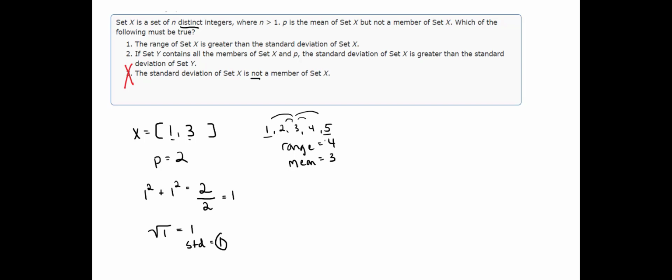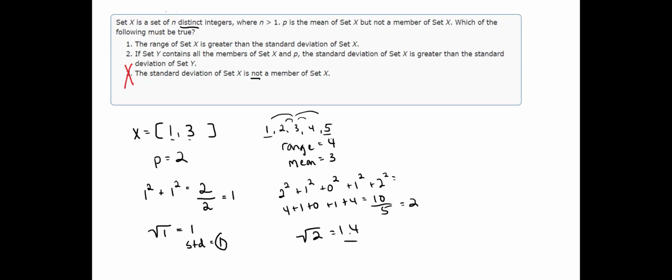So just my guess is the range is going to be bigger than the standard deviation. Well, let's go ahead and calculate it. So 1 is 2 away, so let's square that. 2 is 1 away, let's square that. 3 is 0 away, let's square that. 4 is 1 away, let's square that. And then finally 5 is 2 away, let's square that. And that's going to equal what? 4 plus 1 plus 0 plus 1 plus 4. And that's going to equal 10. Take the average of that, so divide it by 5, and you get 2. And then finally take the square root of 2. That's going to equal about 1.4. So 1.4 is lower than the range 4 here. So it looks like the range is greater than the standard deviation of set x.